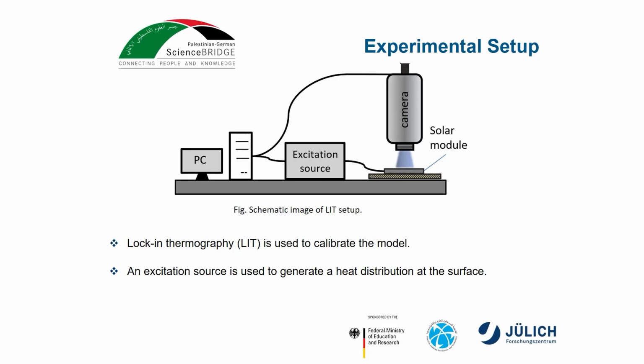And for these experiments, you can see the solar module, and it's connected to an excitation source. The excitation source is used to generate a heat distribution at the surface of the solar module, while a camera is used to detect the hotspots by generating thermal and lock-in images. After that, the data should be exported, analyzed, and compared to the simulation. If that's done well, then I can start using the simulation to really investigate the different parameters.